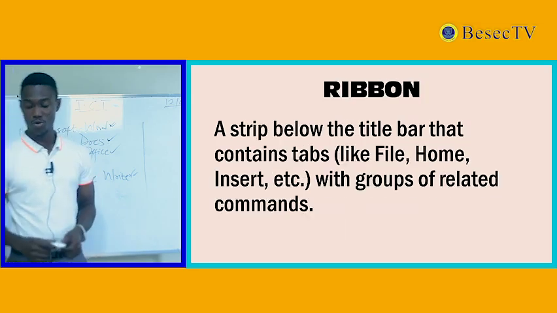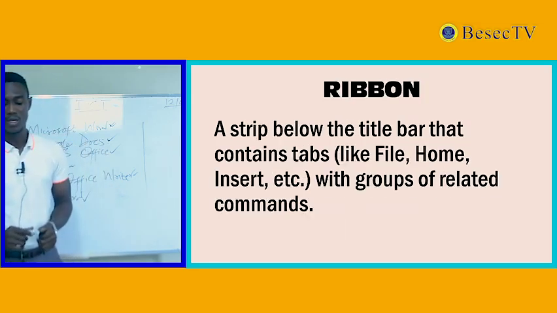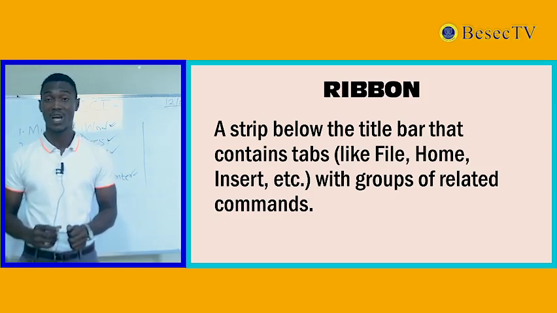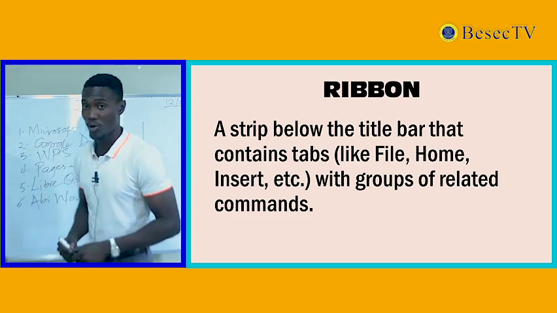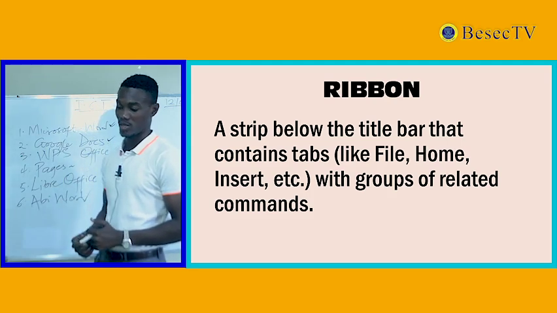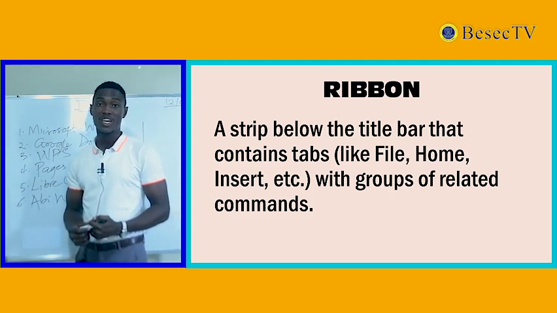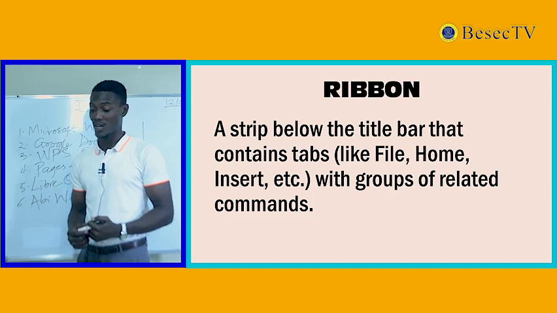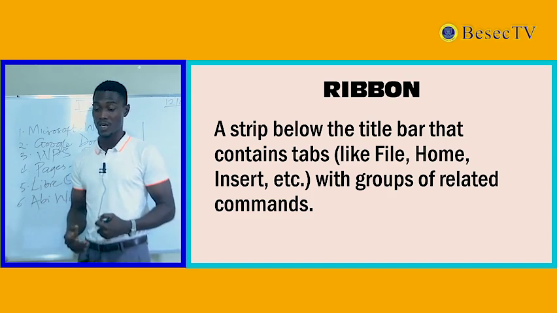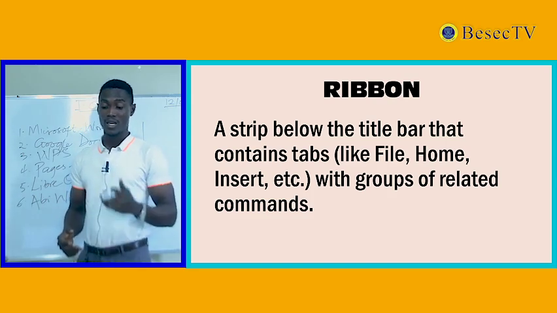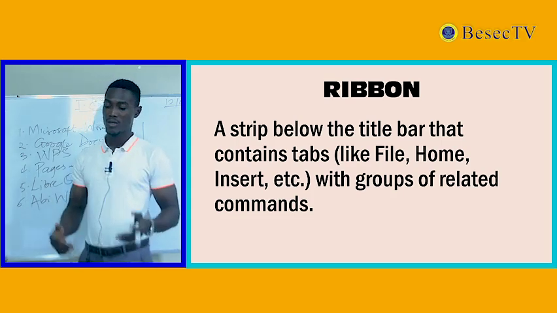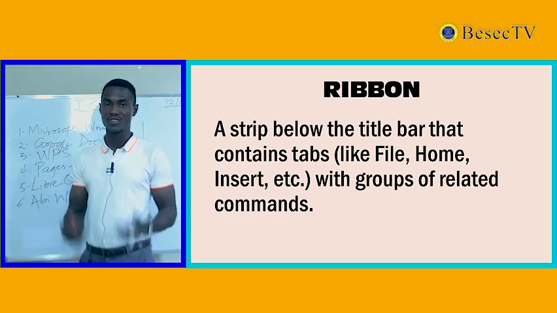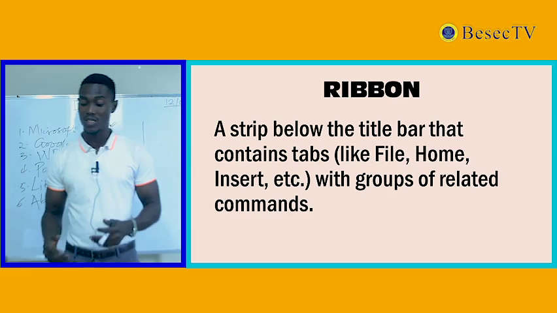Then we move on to the ribbon. The ribbon, it says what? It is a strip below the title bar that contains tabs like file, home, insert, etc., with groups of related commands. Let me read again. What is a ribbon? It is a strip below the title bar that contains tabs like file, home, insert. Then we have etc. There are a lot.